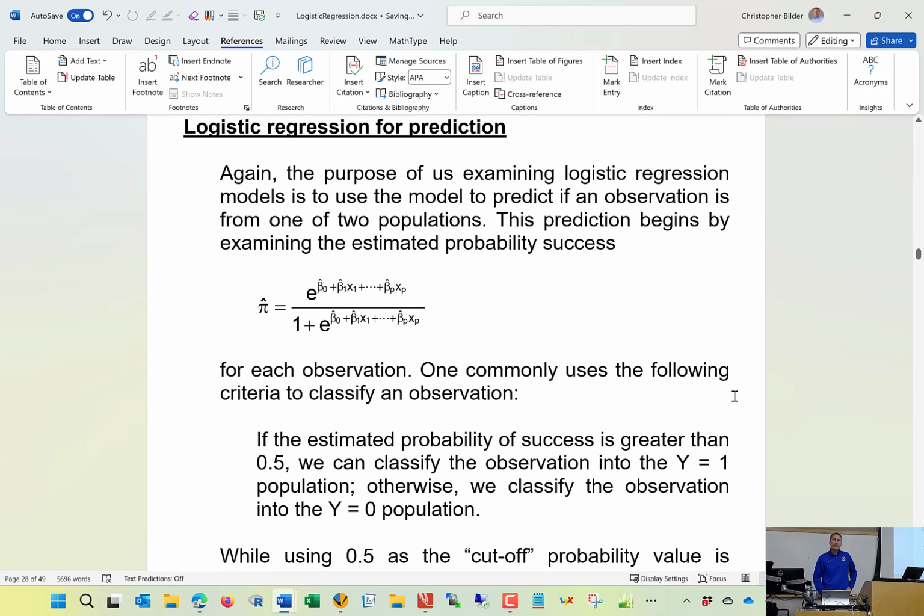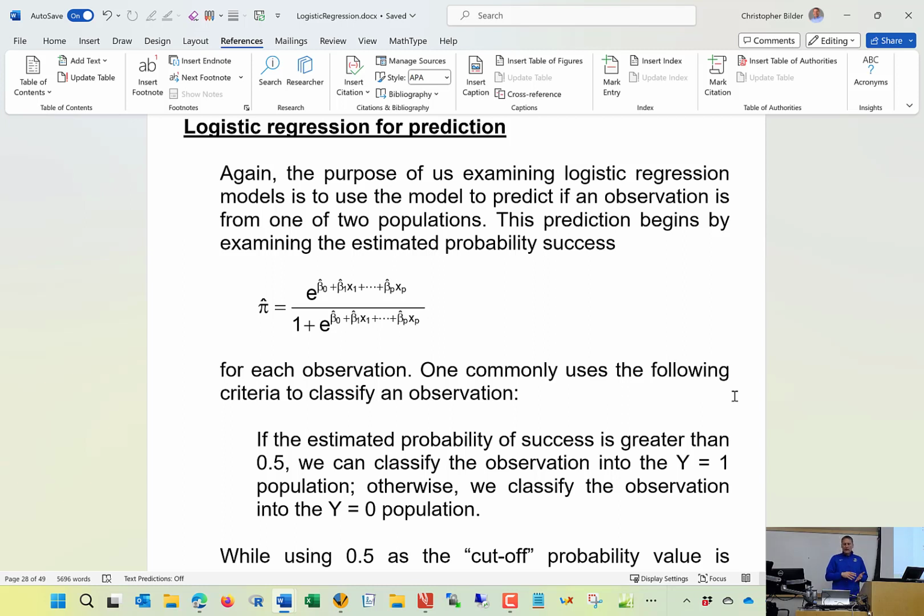Okay. So the whole purpose of what we've been doing is to get up to speed with being able to estimate a logistic regression model, understand some basics of it so that we can get to this point. And that is, we want to use a logistic regression model for prediction. I want to predict, should this observation, or let's say maybe a future observation, be categorized as a success or a failure? Y equals 1, Y equals 0.